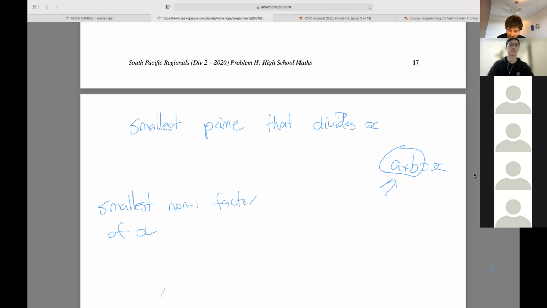If you don't understand why that's the case, don't worry too much. Maybe have a think about it. It's a nice, simple number theory exercise. The smallest non-1 factor of X, because we want X divided by A to be an integer so that we have integer side lengths, and we want A to be as small as possible. Yeah, exactly. Dallas wrote it quite nicely there: if it's not a prime, then the number that divides it is also a prime.